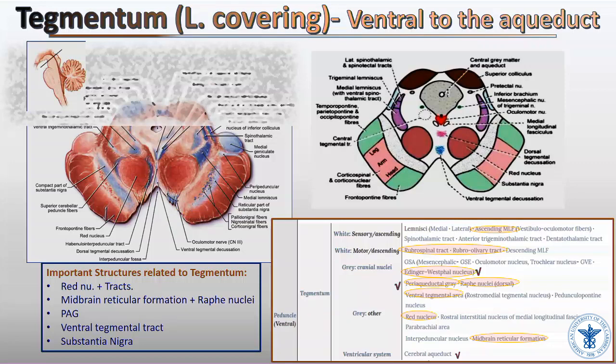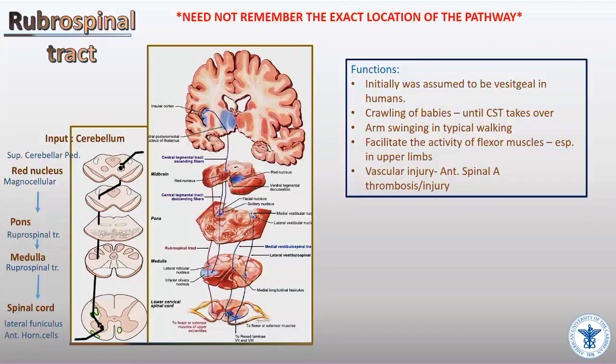Now, the important structures that you're seeing here are the red nucleus, the tracts of the red nucleus, the midbrain reticular formation. We spoke a little bit about that yesterday. A very important aspect called the ventral tegmental tract and the substantia nigra. So if you know these 4 or 5 structures here, that's enough for the tegmentum. You need not know any more details about it. So we look at some of this in a bit more detail.